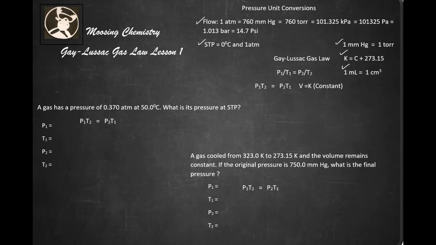Gay-Lussac's gas law is P1 over T1 equals P2 over T2, but better written as P1 T2 equals P2 T1, and our volume this time will be our constant.